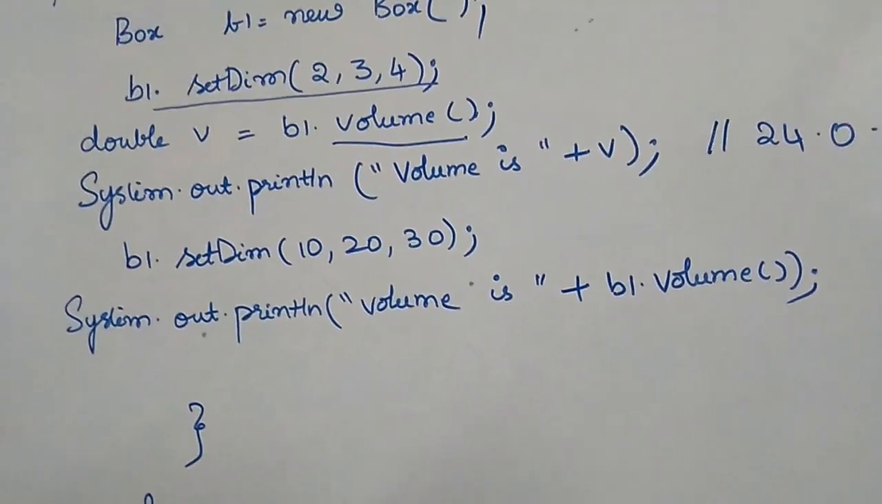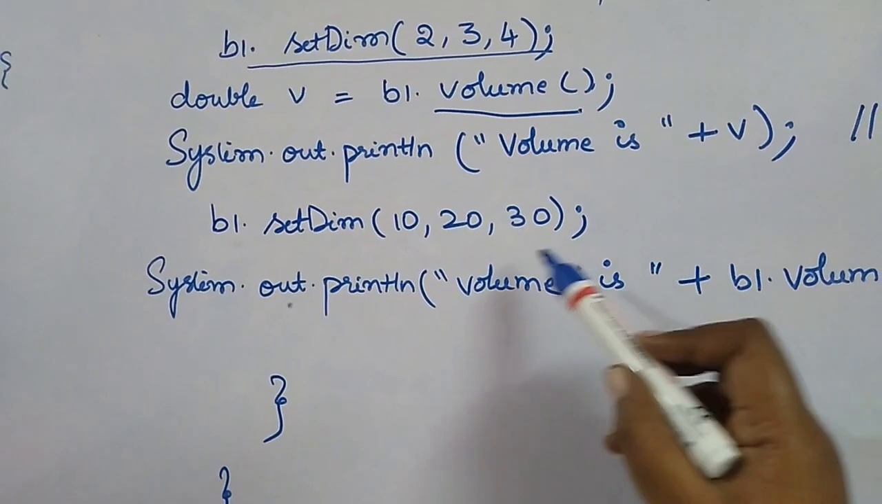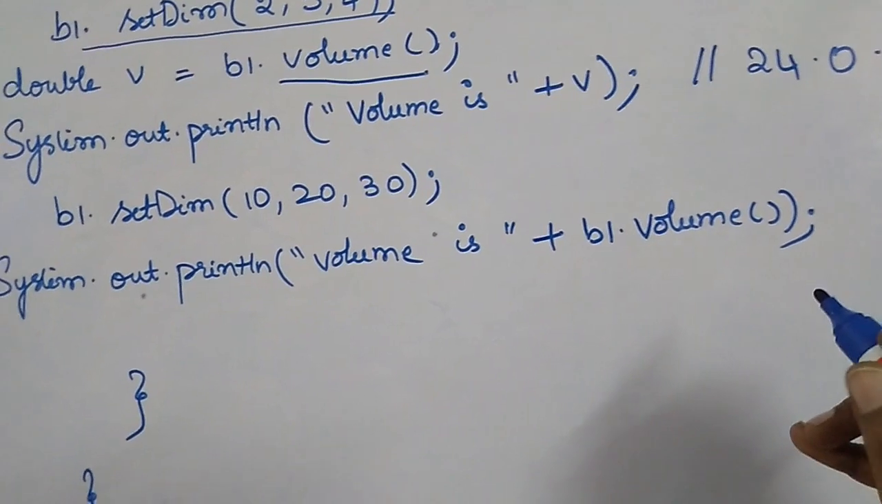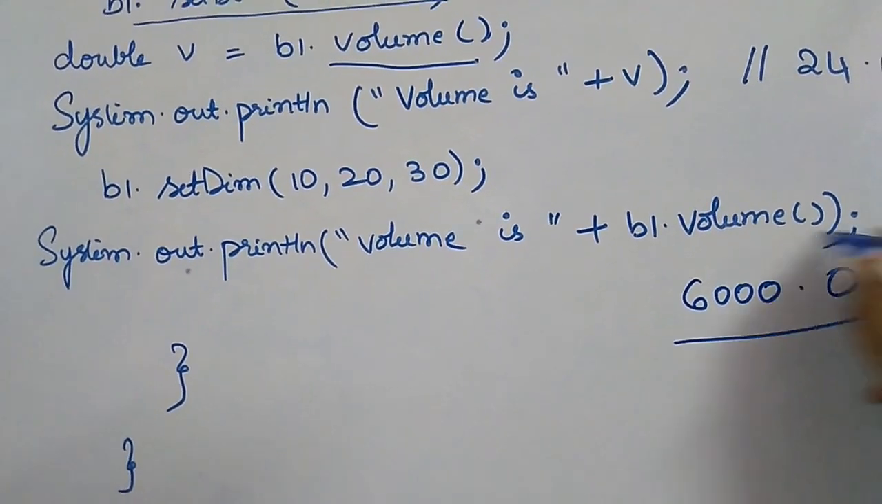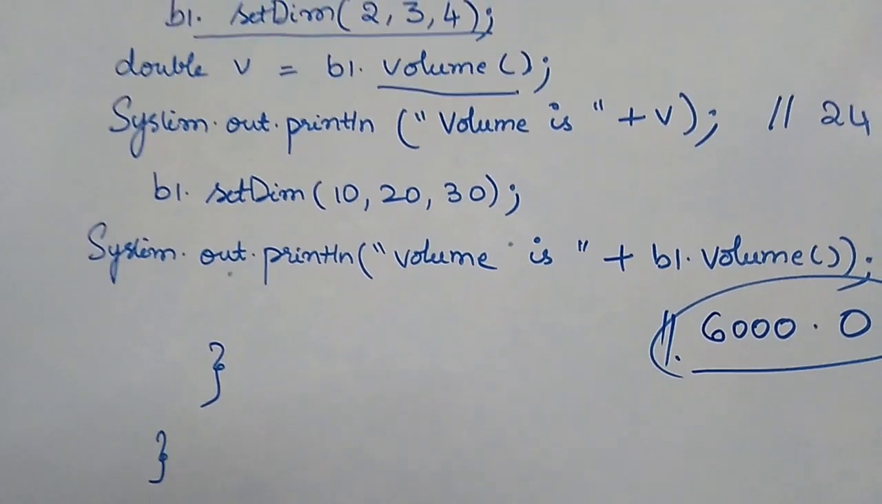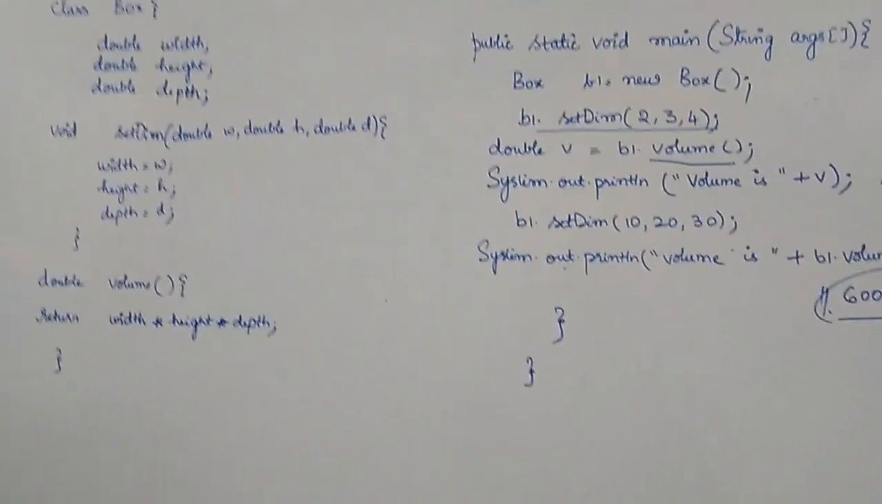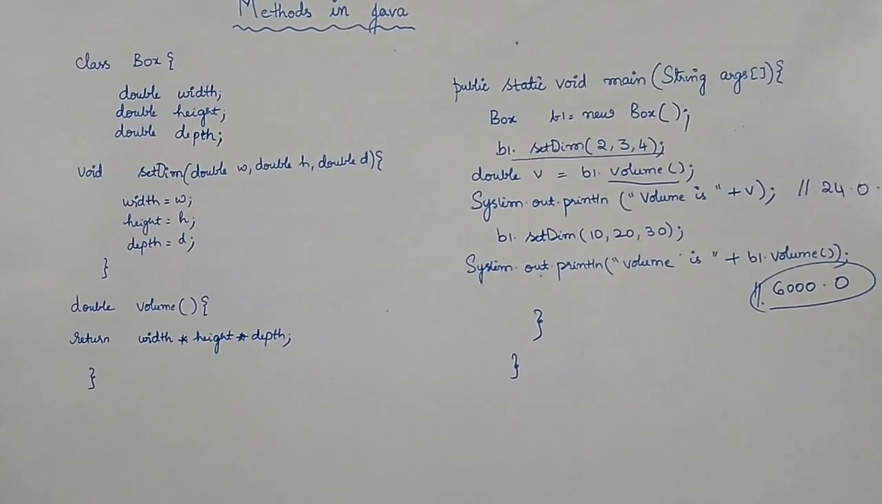And again I'm calling the set dimension method on the same object, and I'm setting width, height and depth to 10, 20 and 30. So now the volume will be printed. So it will be some 6000.0. So the answer will be this. So you can call this set dimension method n number of times. Even volume can be called many times. How many ever times you want, you can call them.